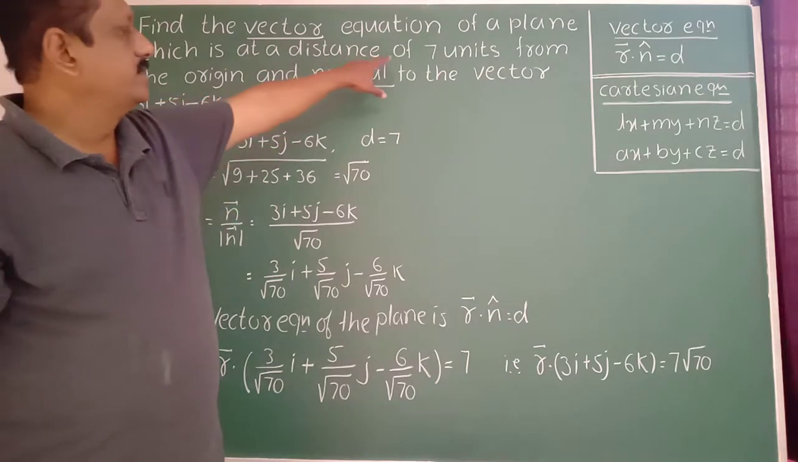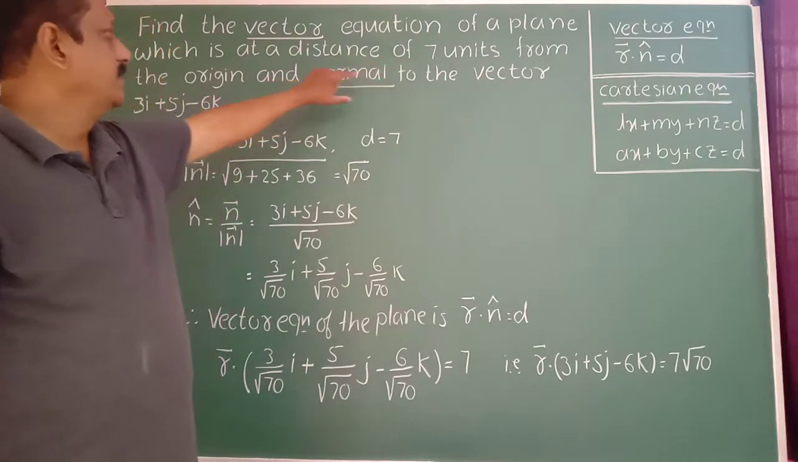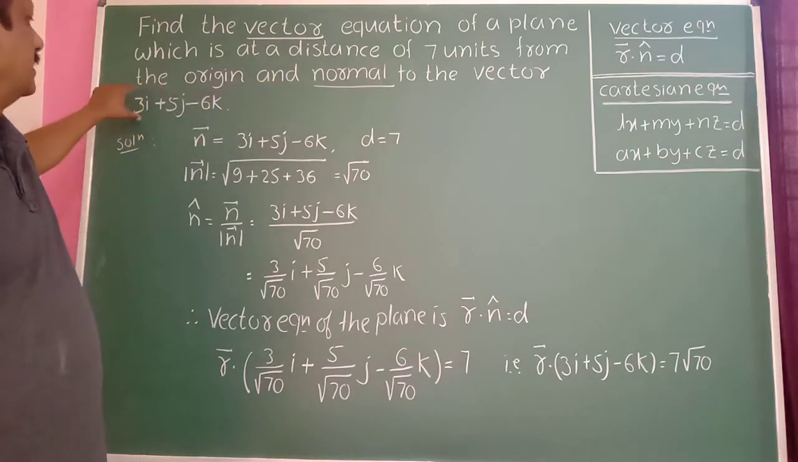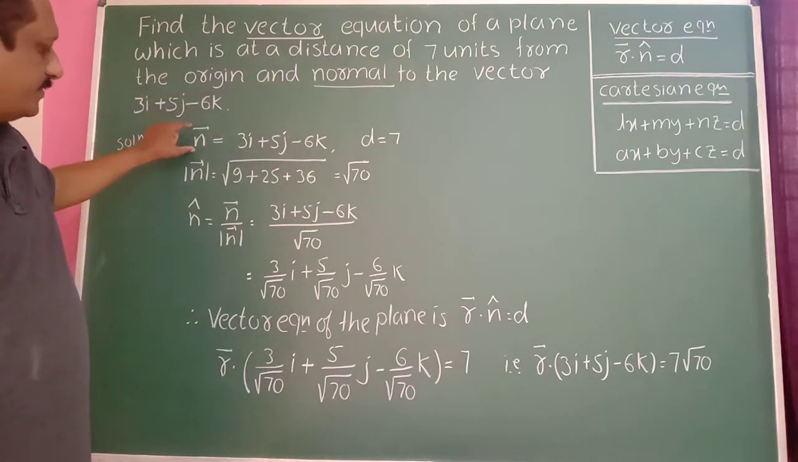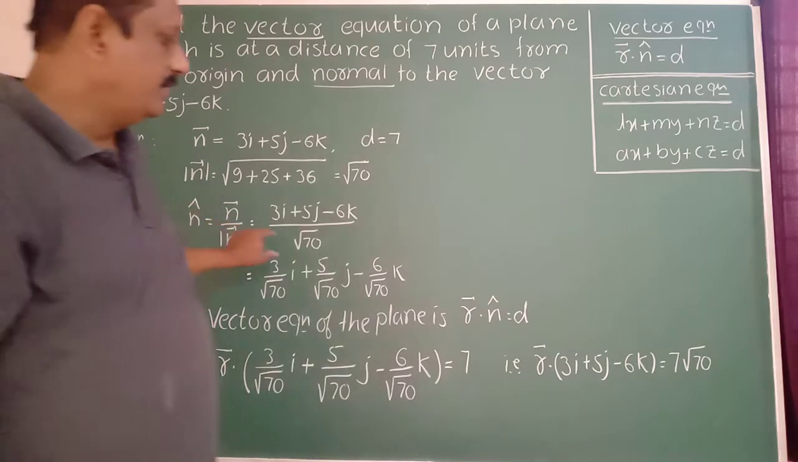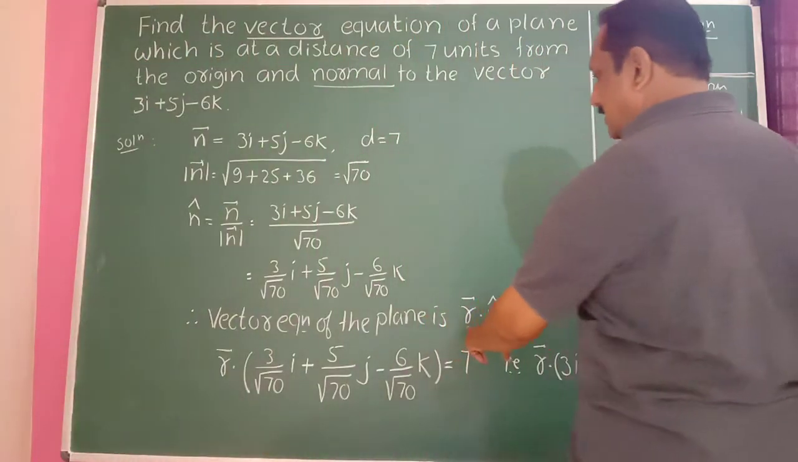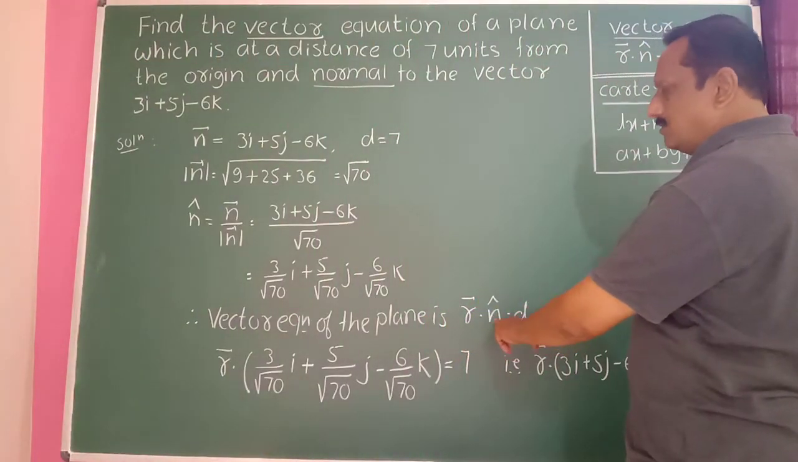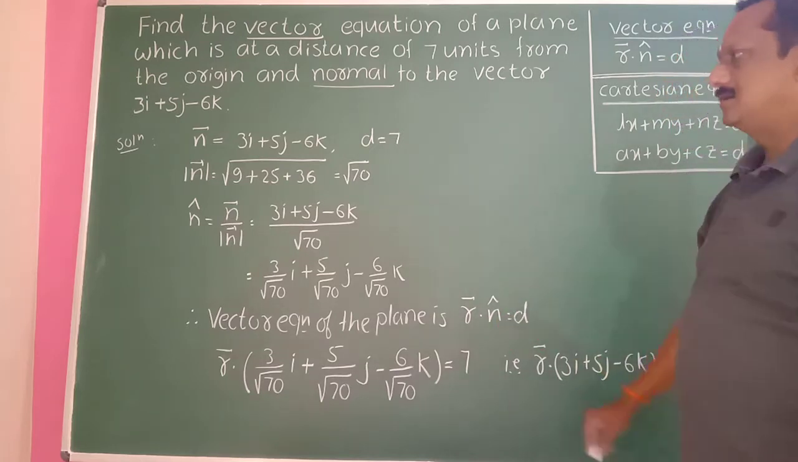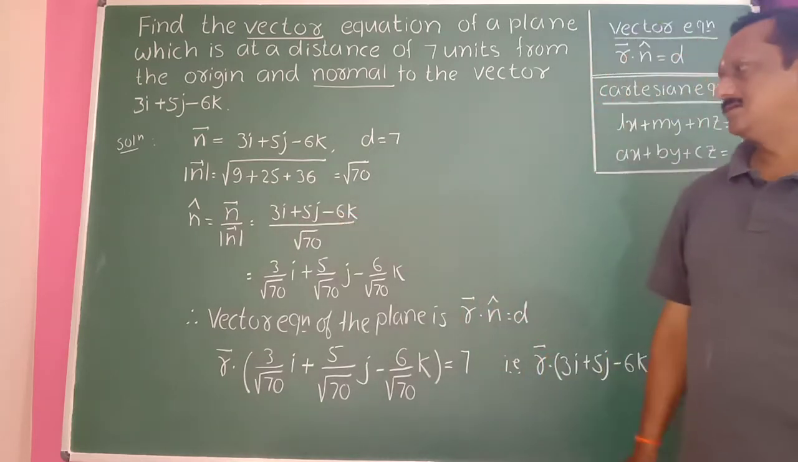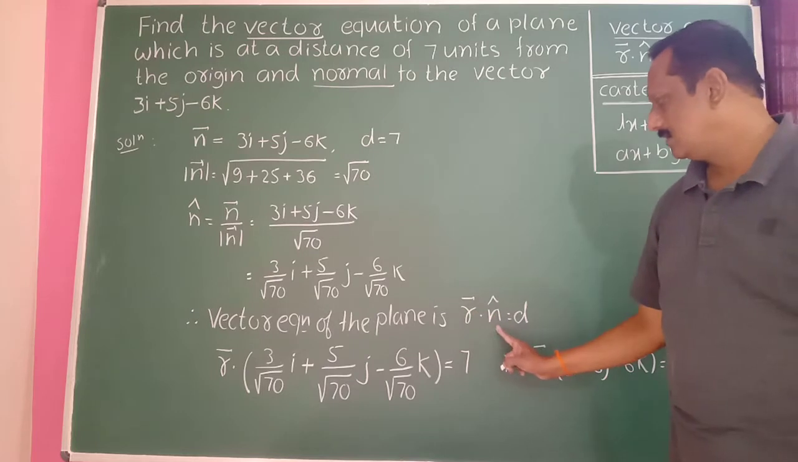Here the distance of the plane from the origin is 7 units and the normal to the vector is this one. Normal means n bar, so find n cap here. It is the n cap unit vector. So the vector equation of the plane is this one. You have to find n cap, which is n bar divided by modulus of n bar. So use this result here and it is 7.